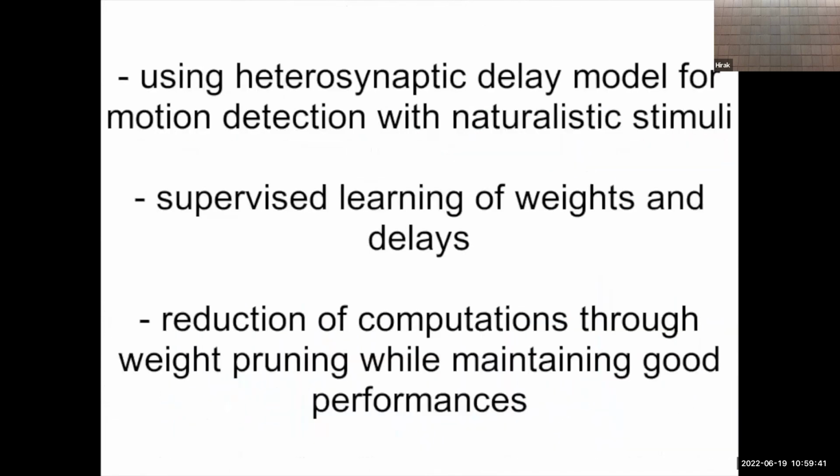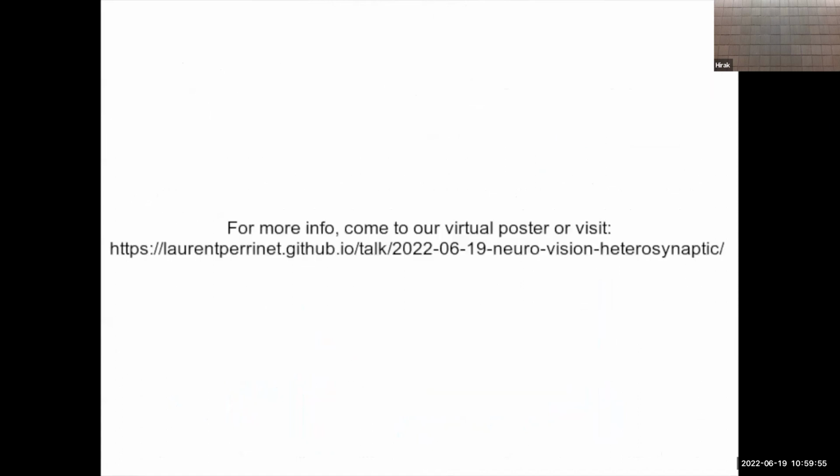In this work, we use such a model of spiking neuron to perform a motion detection task on naturalistic stimuli. We successfully performed the supervised learning of both the synaptic weights and delays. Then we show that once trained, synaptic weights can be pruned to reduce the number of computations.